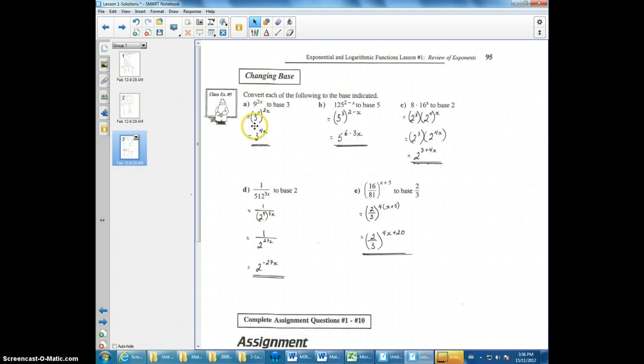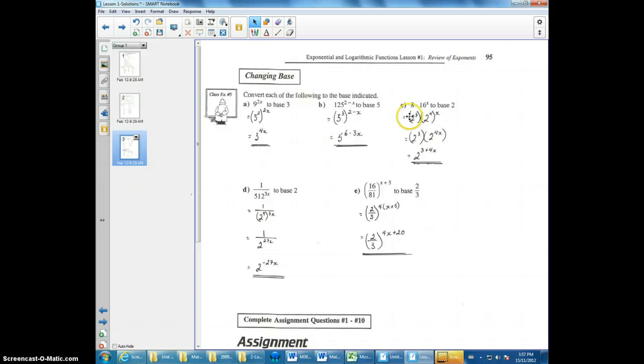But now you see I have 3 squared to the power of 2x. What happens when you have a power of a power is you multiply. 2 times 2x is 4x. Now 125 to the 2 minus x to base 5. Again, I'm going to write 125 a different way. I'm going to write 125 simply as 5 cubed. Now 5 cubed is 125. But again, now I have a power to a power, so I'm going to multiply 3 in. 3 times 2 is 6, and 3 times negative x is negative 3x.